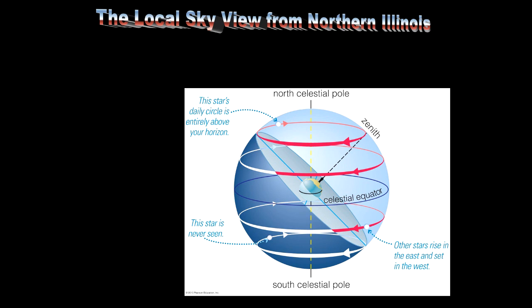The local sky from northern Illinois, which is where I'm doing this recording from, is, well, things are at an angle. So it's not so simple. Because of the position we are on Earth, and let me just kind of show you what I'm talking about here. Here's the equator of Earth, and we're a certain number of degrees up from the equator. In the Chicagoland area, it's 42 degrees north of the zero marking here, 0 degrees latitude.